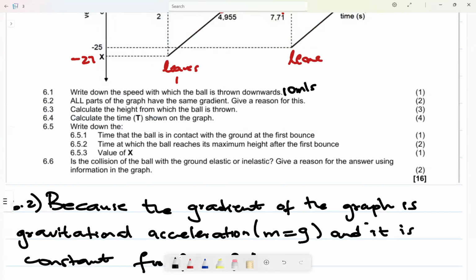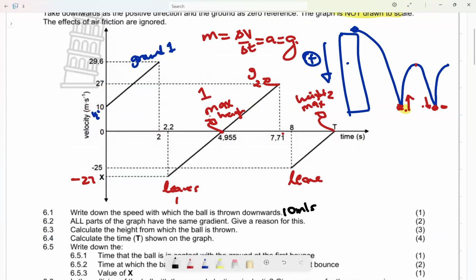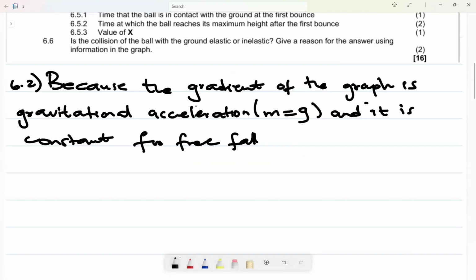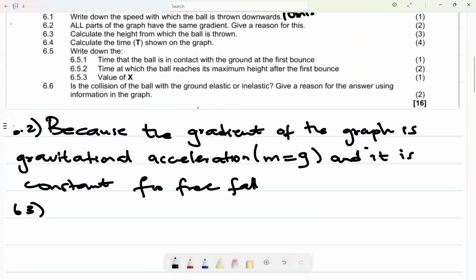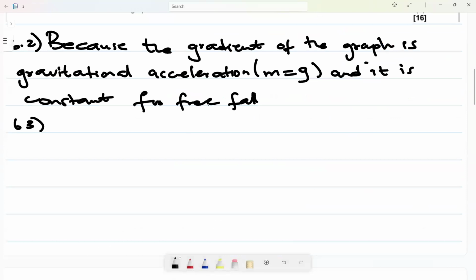6.3, calculate the height from which the ball is thrown. It is thrown initially with 10 meters per second, then it reaches the ground with 29.6 meters per second. Then acceleration is going to be positive because we chose down as positive. We want height, so I'm going to use this formula: Vf squared is equal to Vi squared plus 2a change in y.